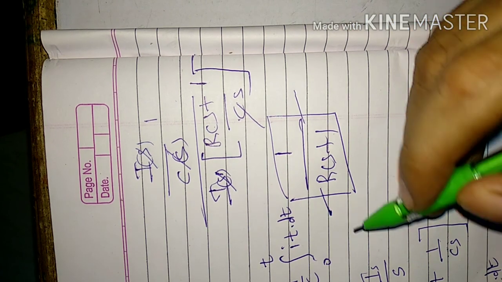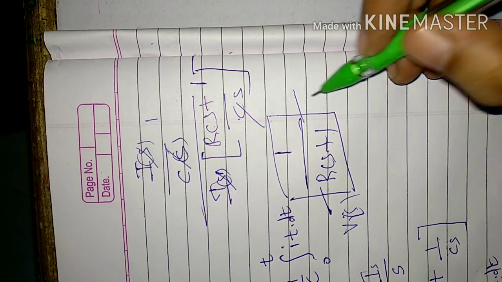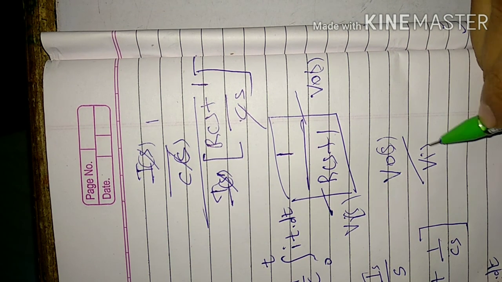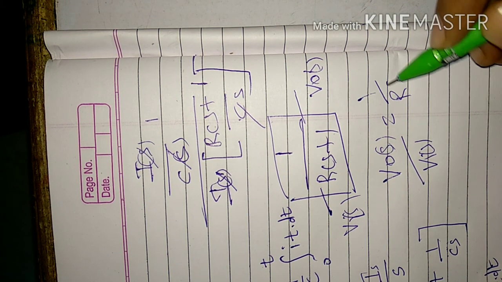So this is your transfer function, 1 upon RCS plus 1. This is the input V_i(s) and this is the output V_o(s). So finally V_o(s) upon V_i(s) equals 1 upon RCS plus 1.